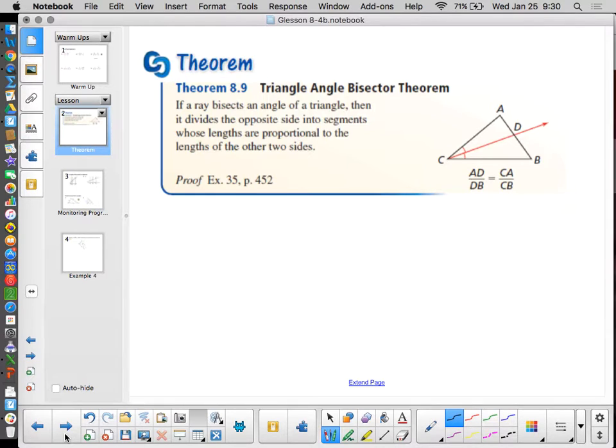We only have a couple slides to get through today. This should be relatively short, but we do have the angle bisector theorem to deal with today. And again, it's about setting things up proportionally. The big thing to recognize here is the way we set this up.